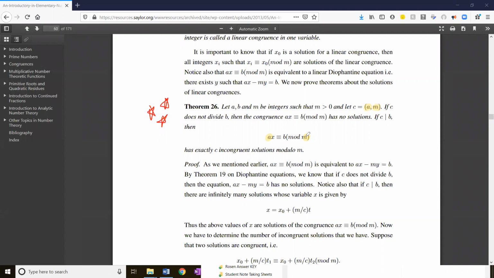I've got two cases. If C does not divide B, then I have no solutions. On the other hand, if C divides B, I not only have a solution, but I have C incongruent solutions. Let's rewrite this.